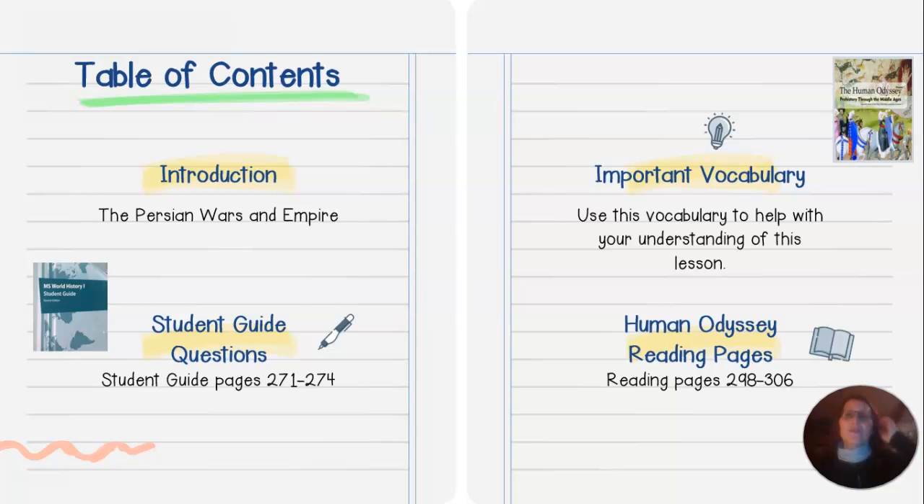Table of contents: introduction, the Persian Wars and Empires. Student guide questions, student guide pages 271 to 274. We're going to go over some important vocabulary, so make sure you use the vocabulary to help with your understanding of the lesson. And then your Human Odyssey reading, pages 298 to 306.